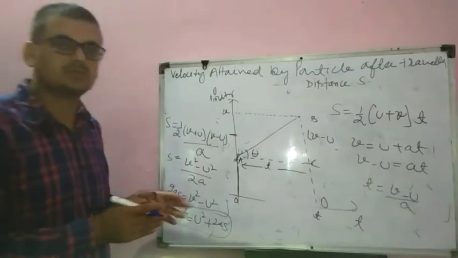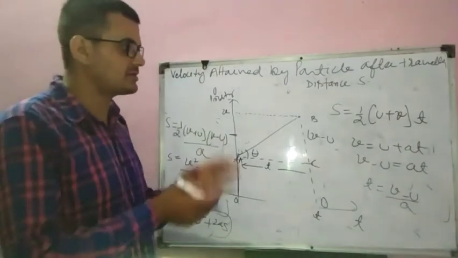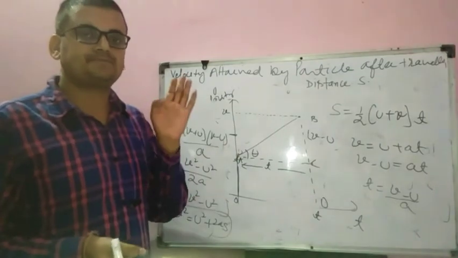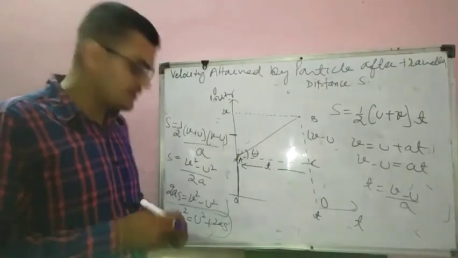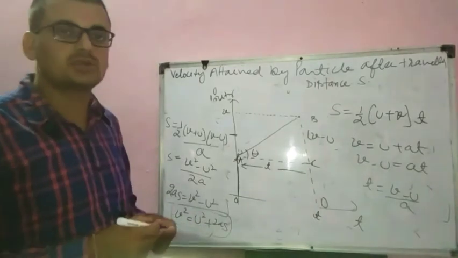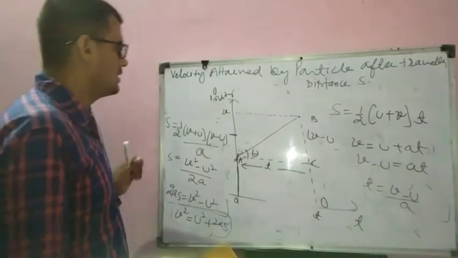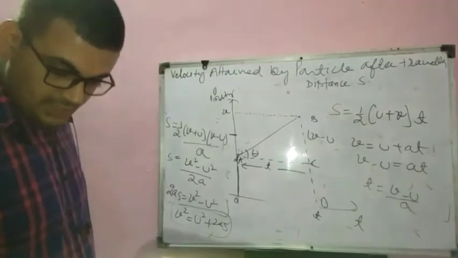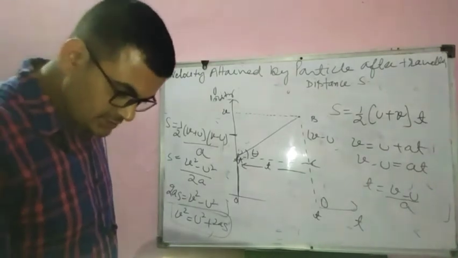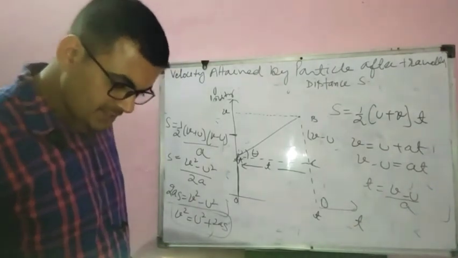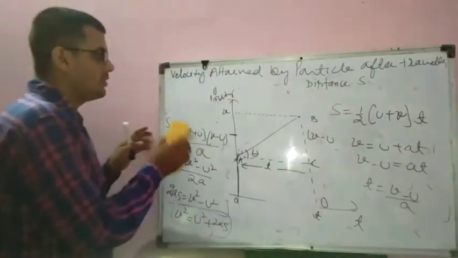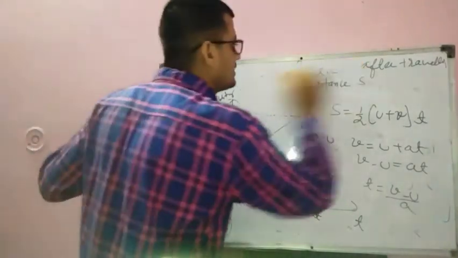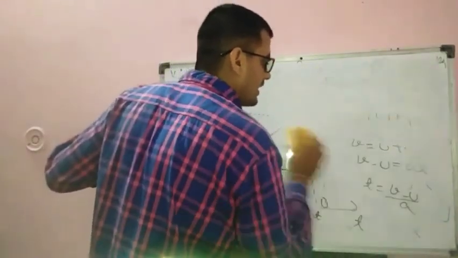So the first equation of motion is V equal to U plus AT. The second equation of motion is S equal to UT plus half AT square, and the third equation of motion is V square equal to U square plus 2AS. Okay students, next topic is distance traveled by the particle in nth second. So how will we calculate the distance traveled by the particle in nth second?